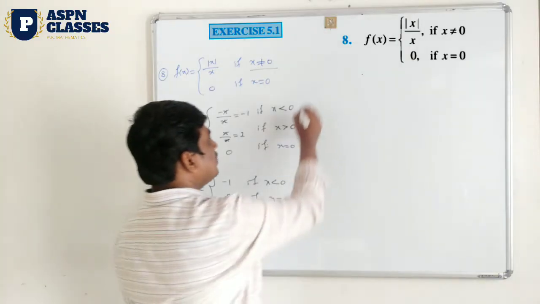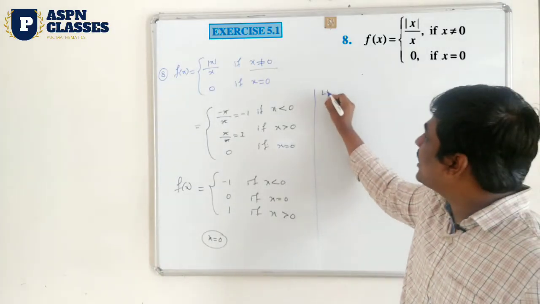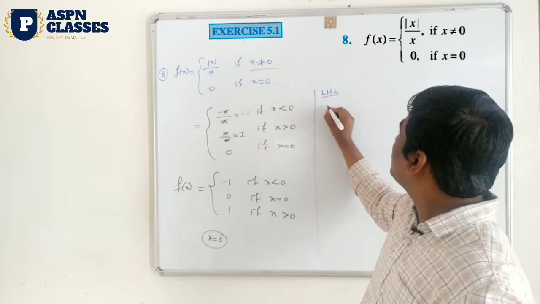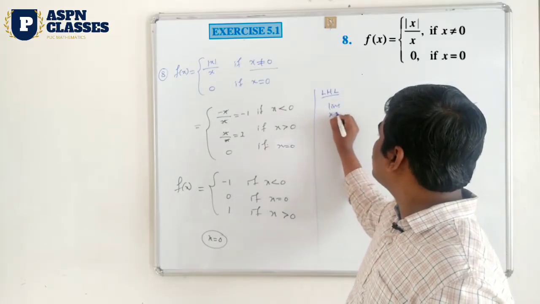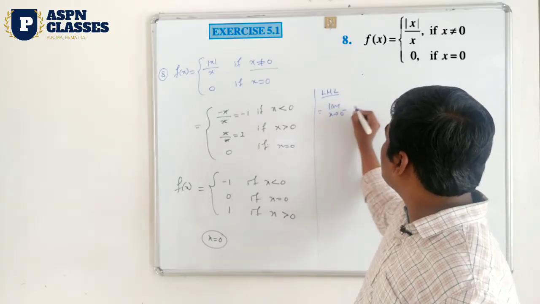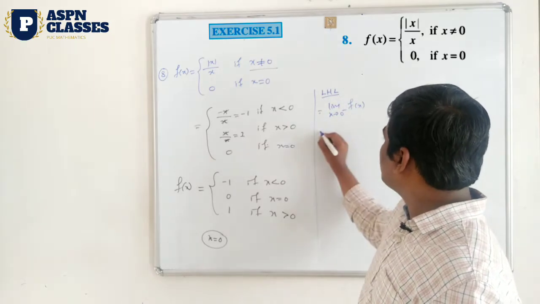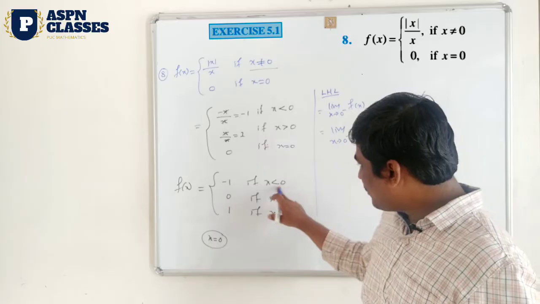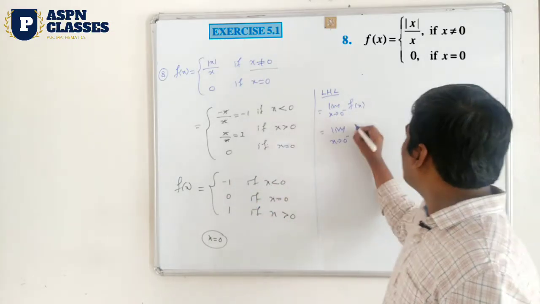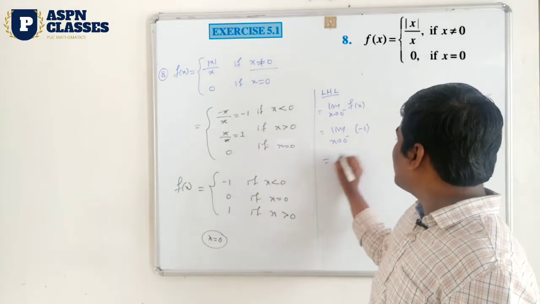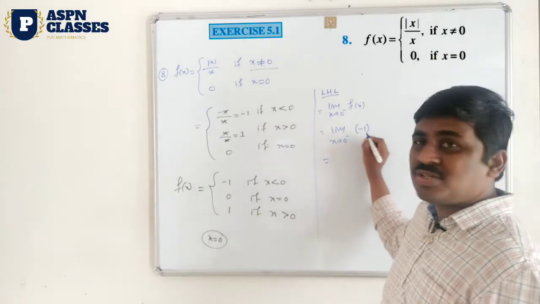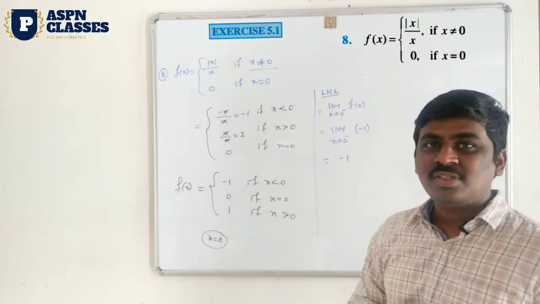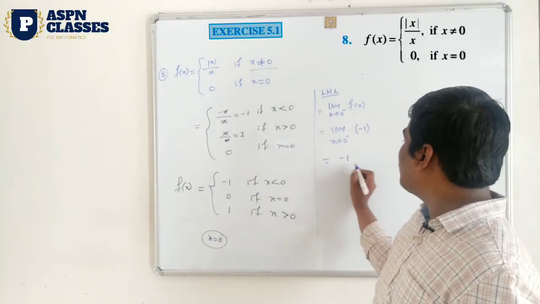First case, LHL. In LHL, first the limit of x tends to 0 minus of f of x. What is the result of the left hand limit where x is less than 0? This is the result minus 1. So write it here, minus 1. After applying the limit to a constant function, the answer is only the constant minus 1. So the LHL limit you get is minus 1.